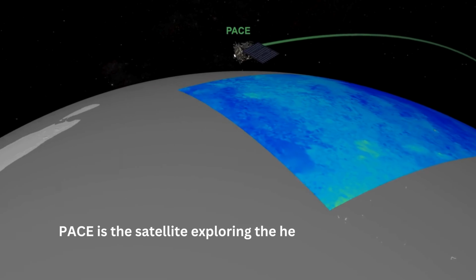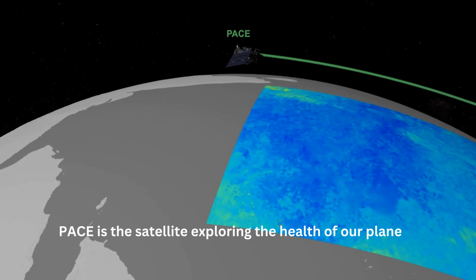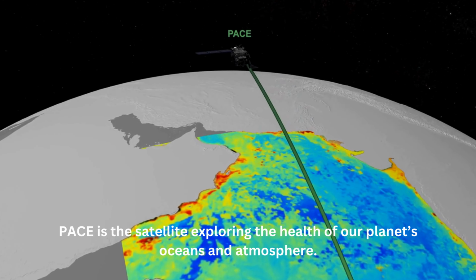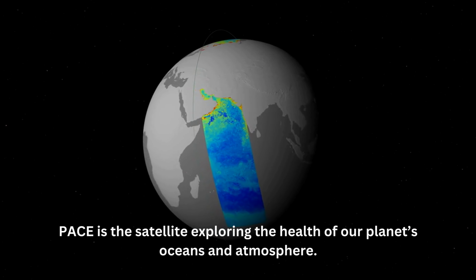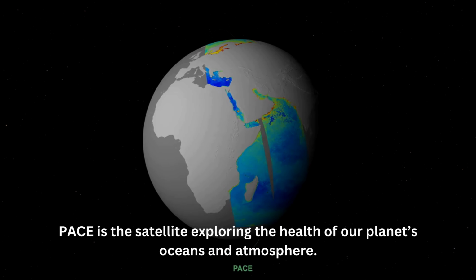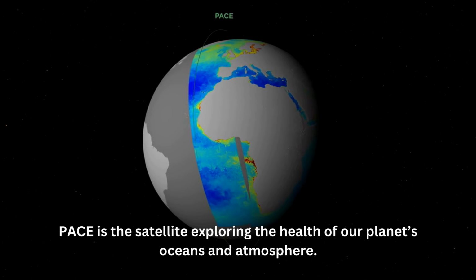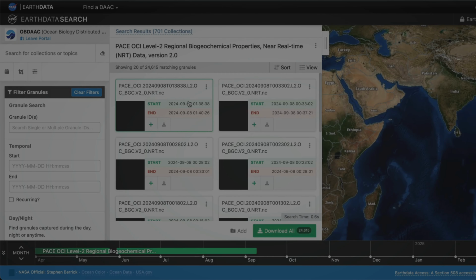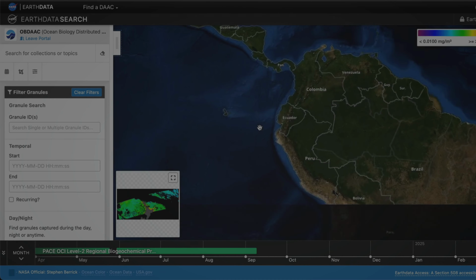So, what is space? Well, it's the satellite exploring the health of our planet's oceans and atmosphere. Why does that matter? Oceans control the weather, help fight climate change, and even give us oxygen. Plus, the atmosphere keeps Earth safe from the sun's rays. Without these systems, life on Earth wouldn't exist.